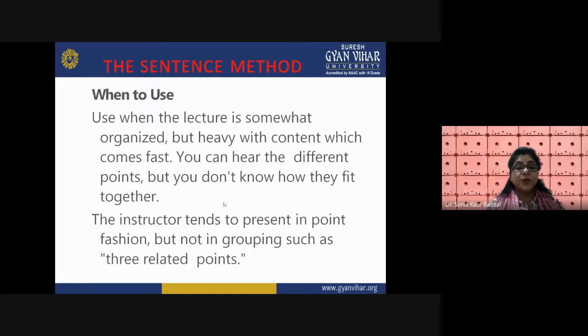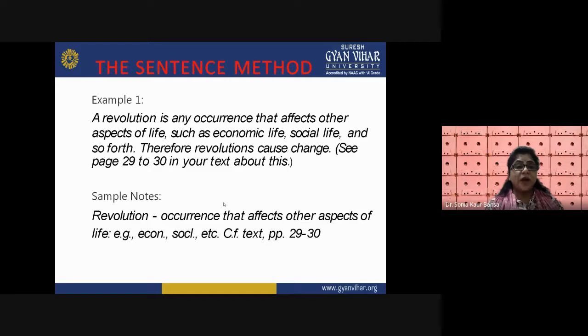So the instructor tends to present in point fashion, but not in grouping, such as 3 related points, which I have just told you. Now this is a sentence method example. You can see example one is given here, maybe from a book. A revolution is any occurrence that affects other aspects of life such as economic life, social life and so forth. Therefore, revolutions cause change. Now sample notes: just write down revolution, dash, occurrence that affects the aspects of life, e.g. econs. Yes, these are all abbreviations which I have taught you earlier. So this is the sentence method.